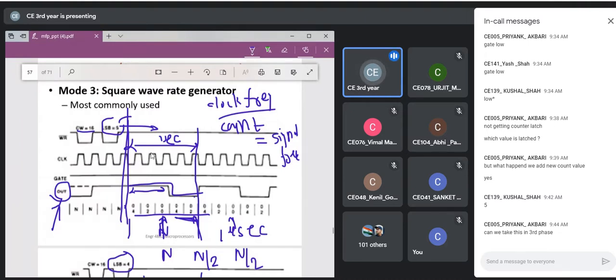Can I say it like that? Assume this is 1 second. In 1 second, I am having 5 pulses: 1, 2, 3, 4, and 5. That means my clock frequency is 5 hertz. What is my count? The count is also 5.